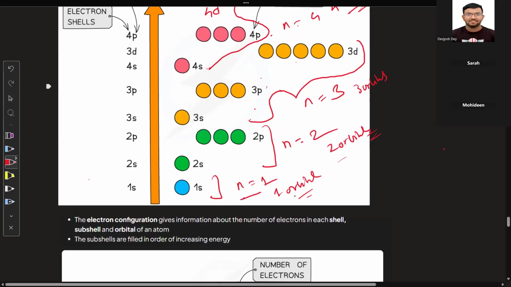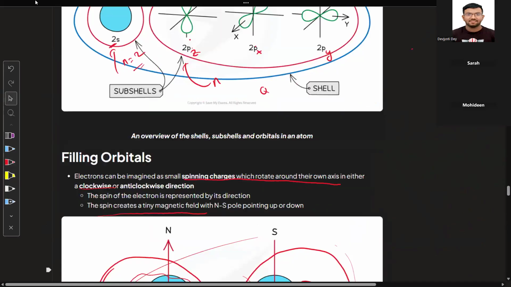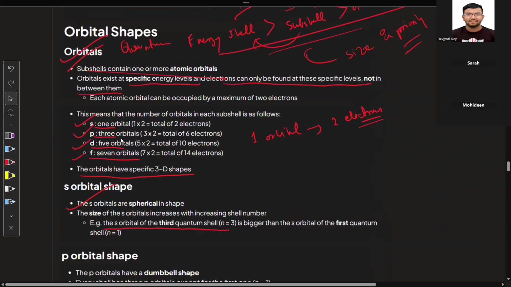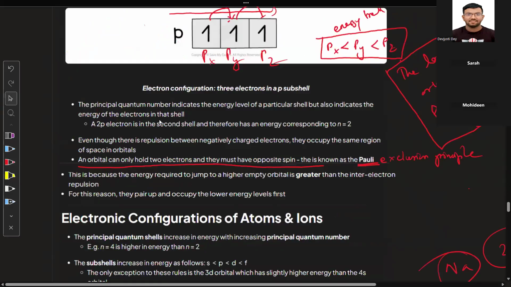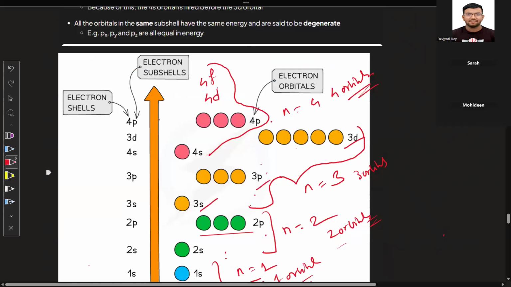Can you explain? Okay, in n is equal to 1, there is only one orbital. I'm trying to say, in the first quantum shell, there is only one orbital. In the second quantum shell, there are two orbitals. We know there is only one type of s orbital, and there are three p orbitals, isn't it? A little while ago we saw that, right? Didn't we see that there are three p orbitals? And the third quantum shell can have 3s, 3p, 3d.